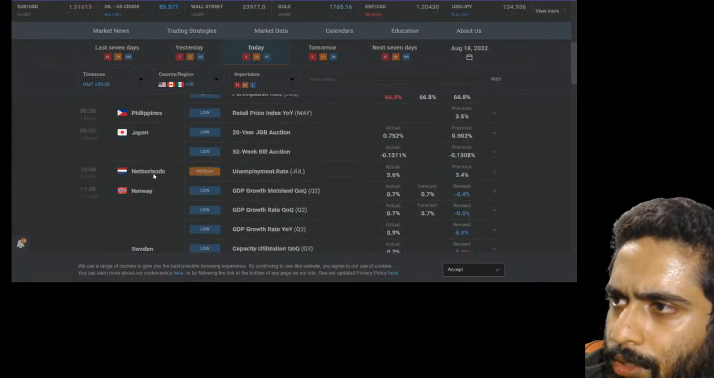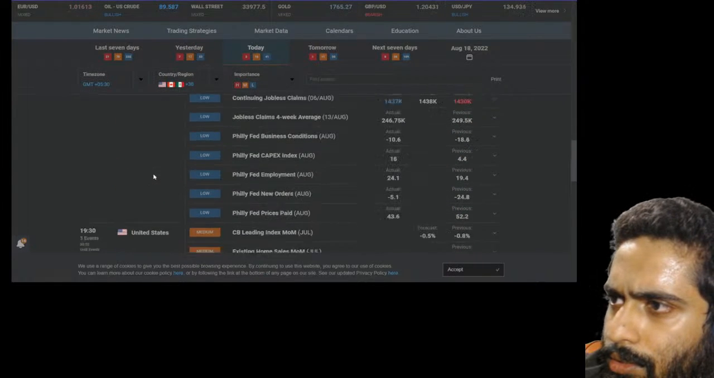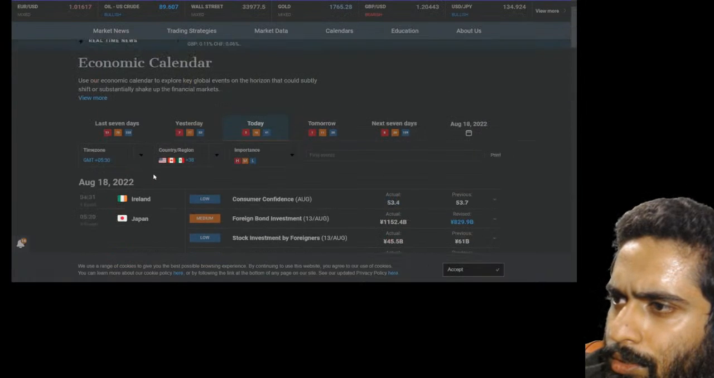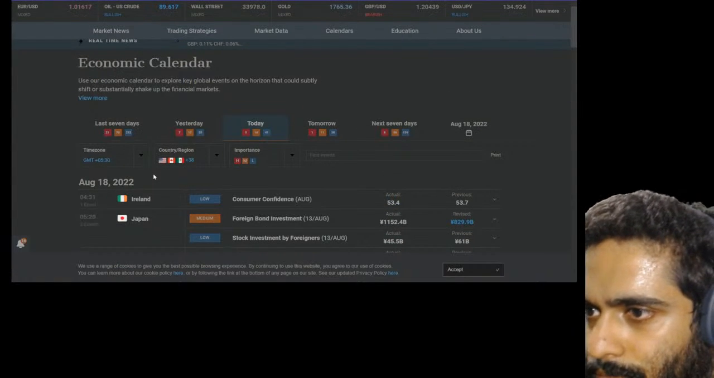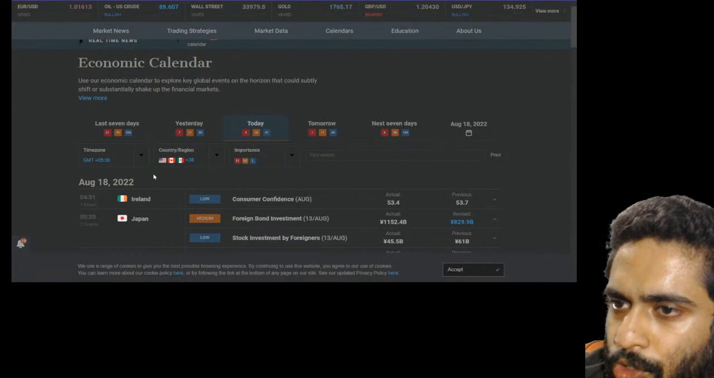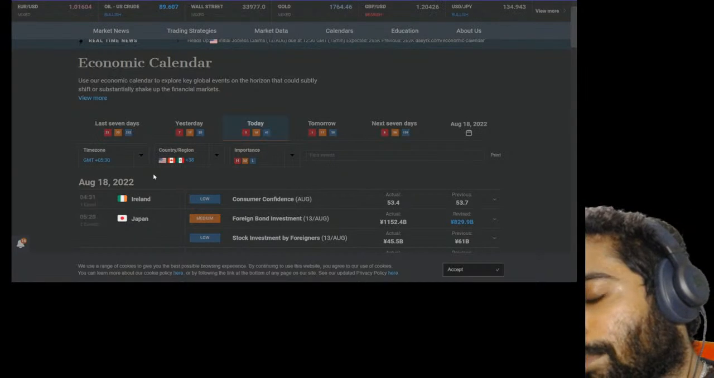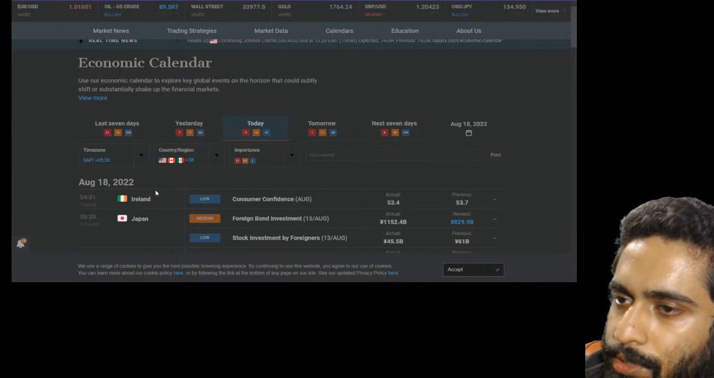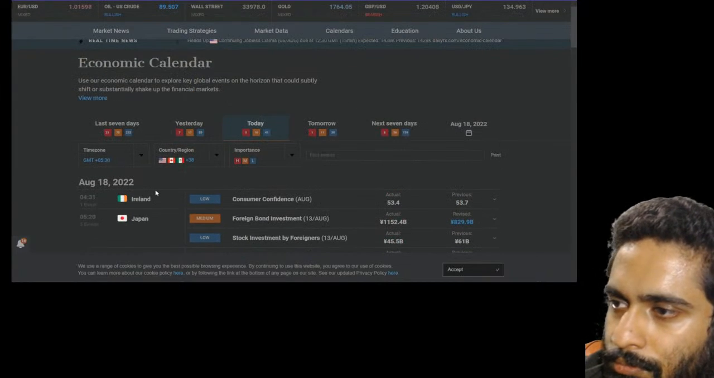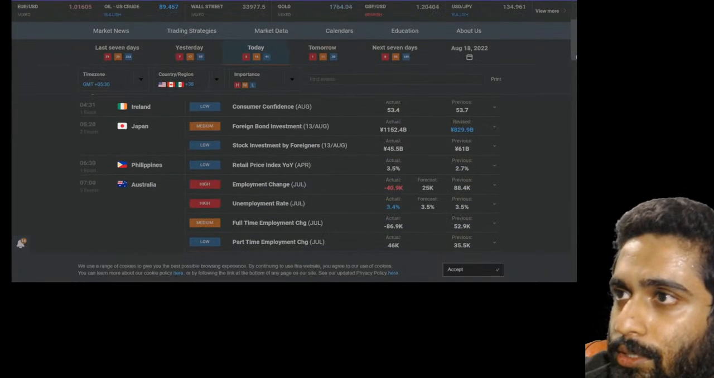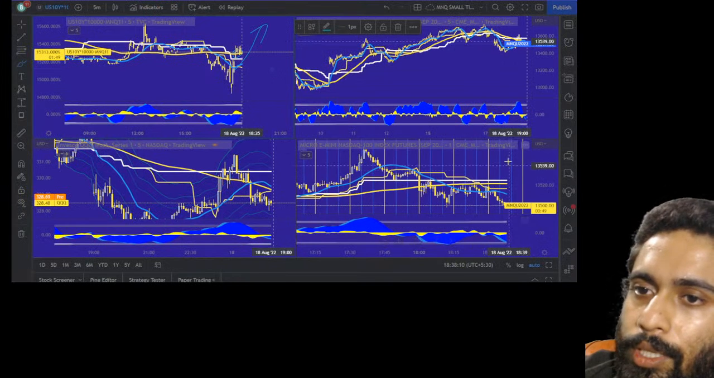So for the 18th of August, consumer confidence in Ireland was actual 53.4, previous 53.7, so it came lower. It means recession, which means quantitative easing.